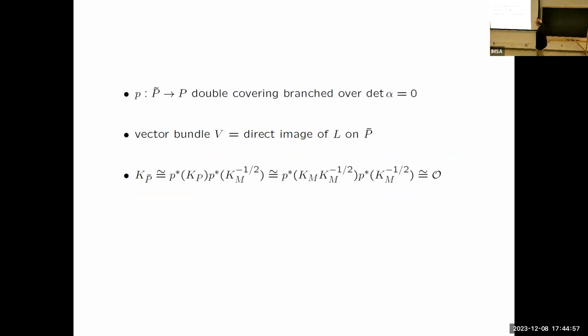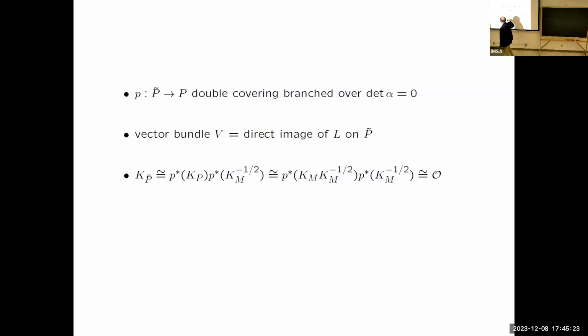And if you take a double covering branched over this determinant of 0, and assuming that everything is smooth, this vector bundle is the direct image of the line bundle on this double covering. This is like the spectral covering of a Higgs field.